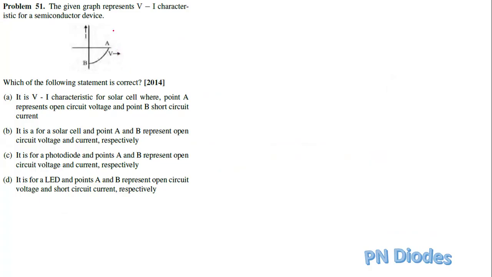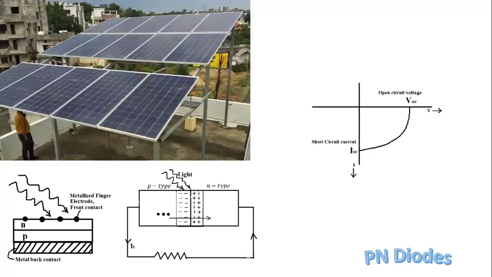Okay, here they are asking something about the VI characteristics of a semiconductor device. But the moment I see this, I know it's something to do with solar cells. So let us quickly go through some basics of solar cell. I'm sure all of you have seen some solar cells on the terrace.